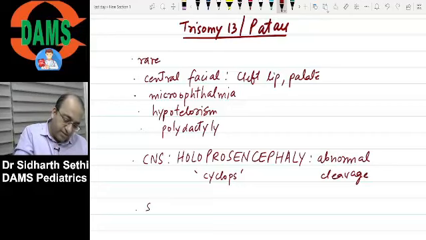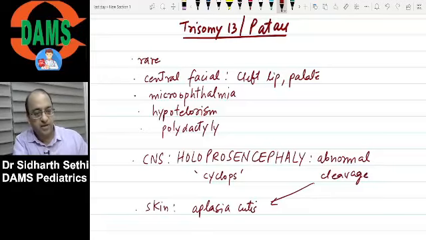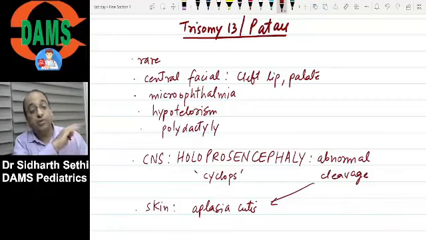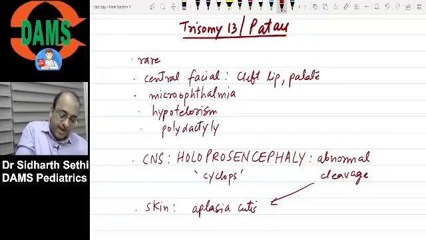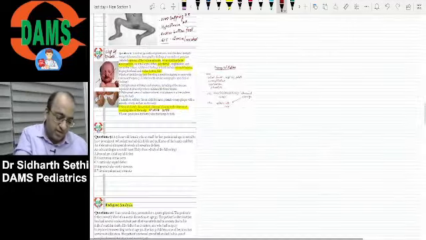Now in the skin, this is what I asked you today. They again have an abnormal cleavage of the skin called aplasia cutis. It looks like ulcerated plaques on the scalp. So we talked about common genetic disorders, all of you. Let's go further.